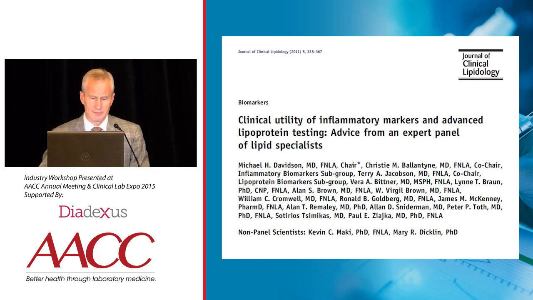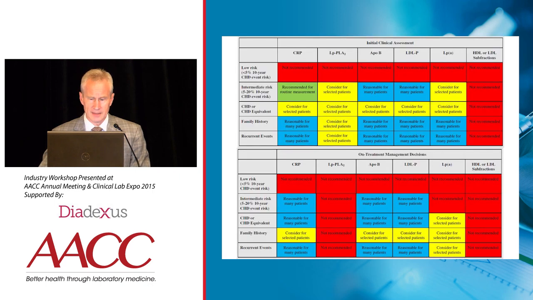And they put up a table of the advanced markers that you could offer in the lab and where it's suggested that they be used. And there's CRP, Lp-PLA2, ApoB, the LDL particle number, lipoprotein(a), then HDL or LDL subfractions. So we'll take this first. HDL and LDL subfractions, these are the experts. These are the people who actually order these tests. They're not recommended in a single circumstance, neither in the initial assessment nor in treatment management decisions. Lp-PLA2 got a yellow, to be considered beyond low risk in all other individuals for the initial assessment, but it did not get a recommendation for the on-treatment decisions.